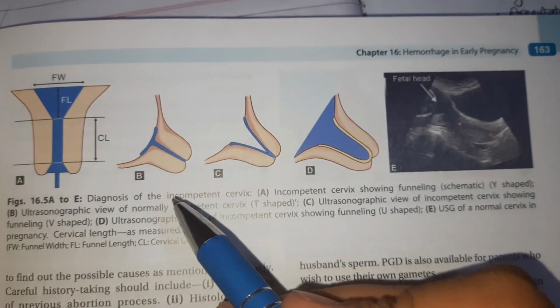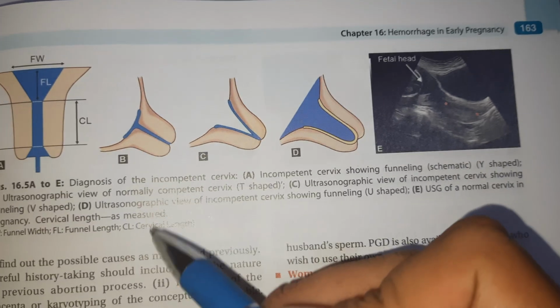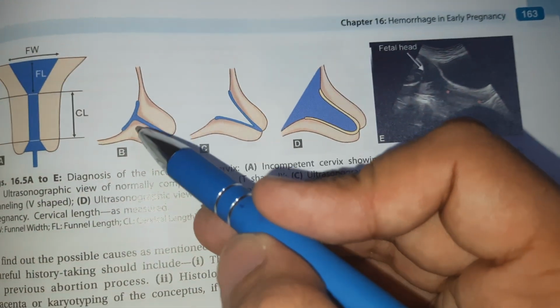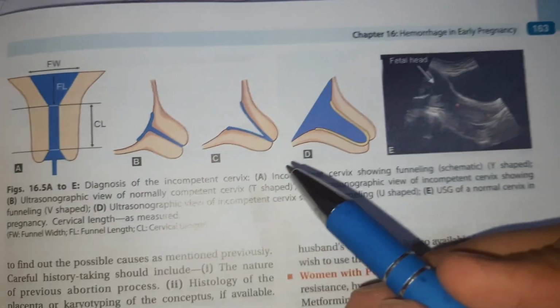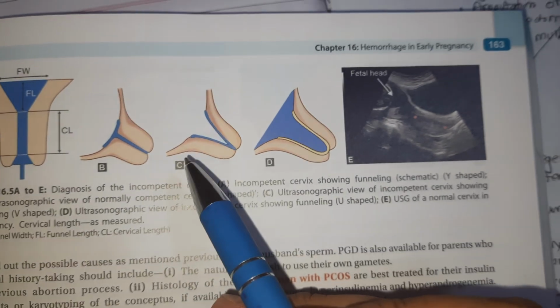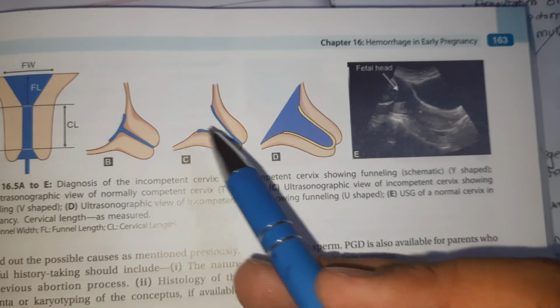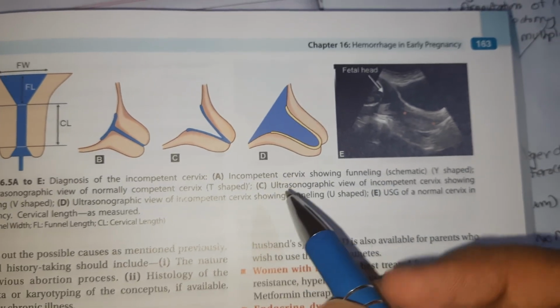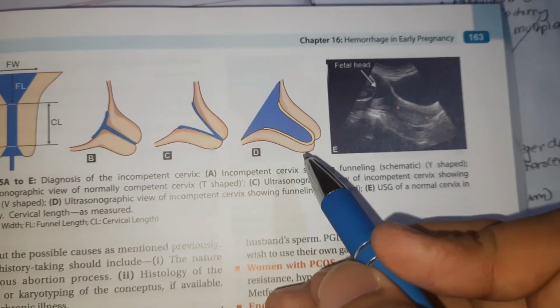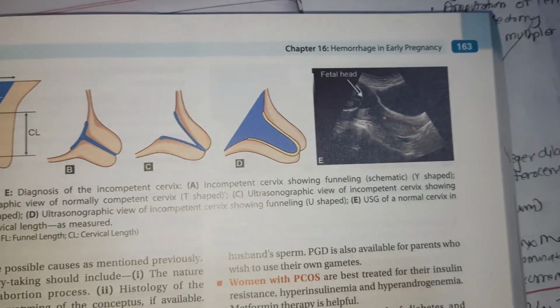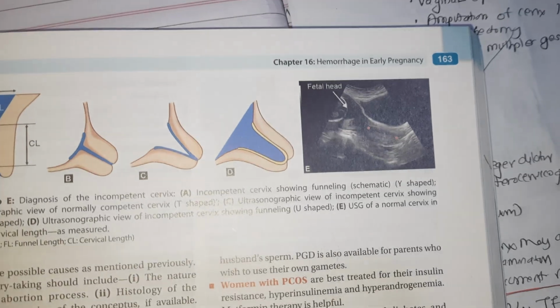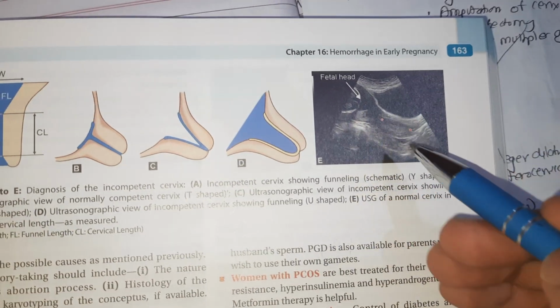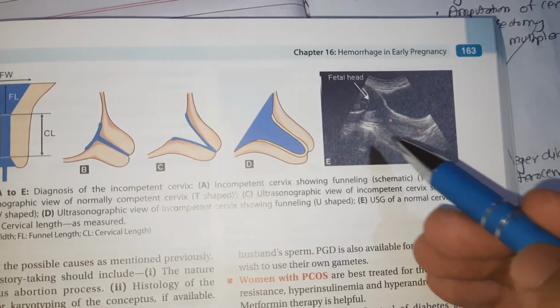Picture B is the ultrasonographic view of a normally competent cervix, T-shaped. Normally the cervix is T-shaped. This is normal, and this shows the ultrasonographic view of an incompetent cervix showing V-shaped funneling, U-shaped, V-shaped funneling, and this is ultrasound of a normal cervix. This is the fetal head, and it shows the T-shape.